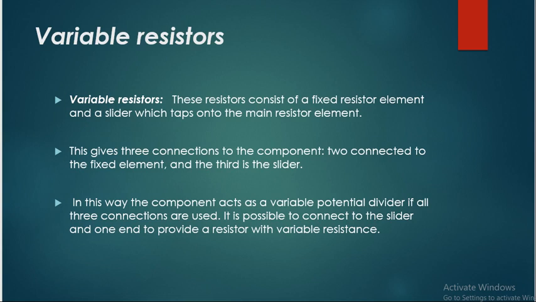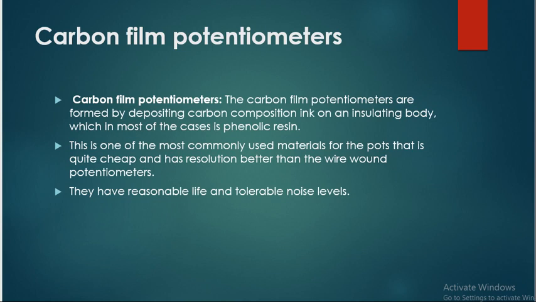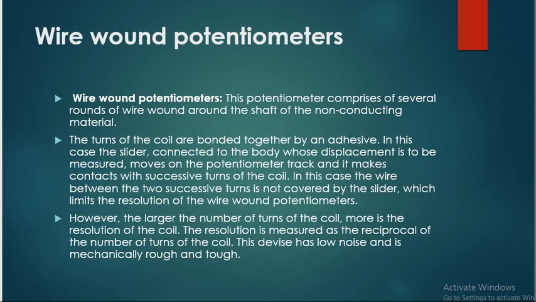Now we start with the variable resistors. So let's start with this category. Variable resistors are commonly called rheostats, and in low current circuits like electronic circuits, small variable resistors we also call potentiometers or pots. This potentiometer name probably originated from the word potential divider. This is the reason why we call it potentiometer.